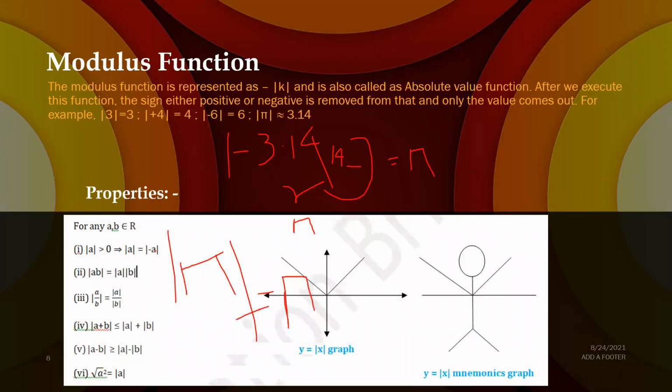So yeah, mod of a is mod of minus a. You can see that mod of minus pi is equal to mod of pi. Mod of a by b is equal to mod of a divided by mod of b. Yes, and these are properties which you can verify and check.